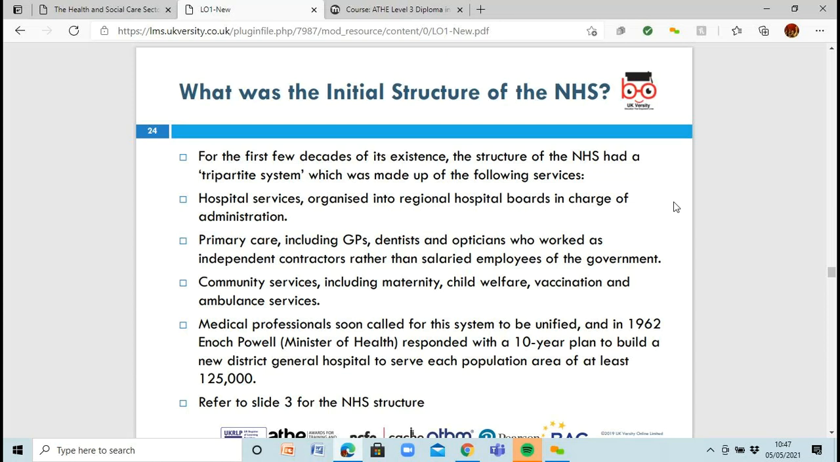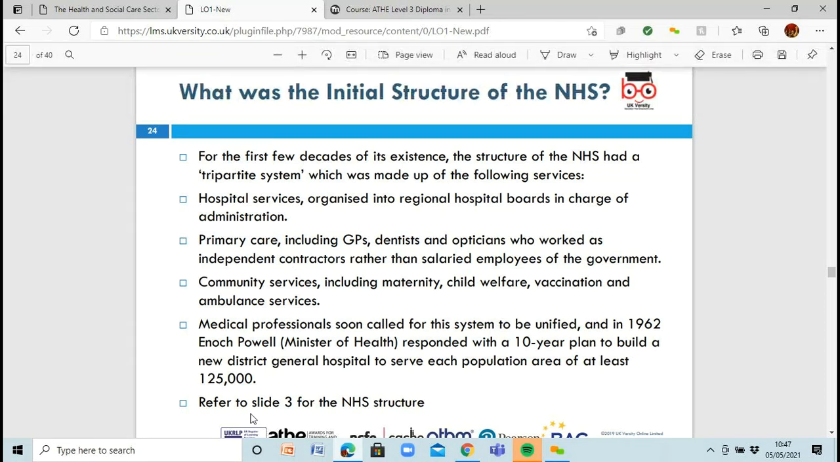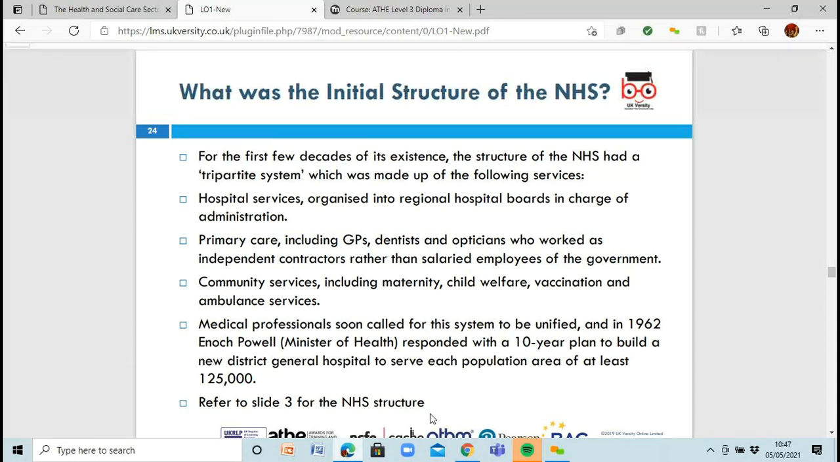So in 1962, Enoch Powell, who was the Minister of Health, responded to this request, and he made a 10-year plan to build a new district, and it was to serve a lot more people that were being seen. Now, when you're doing this, if you remember that image that I showed you on slide 3, that's a good image to add in for here, but obviously we'll go over that later.